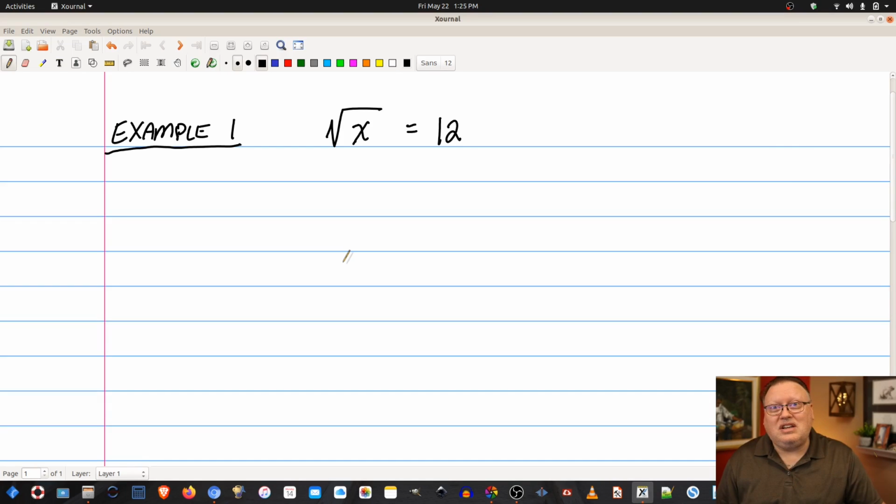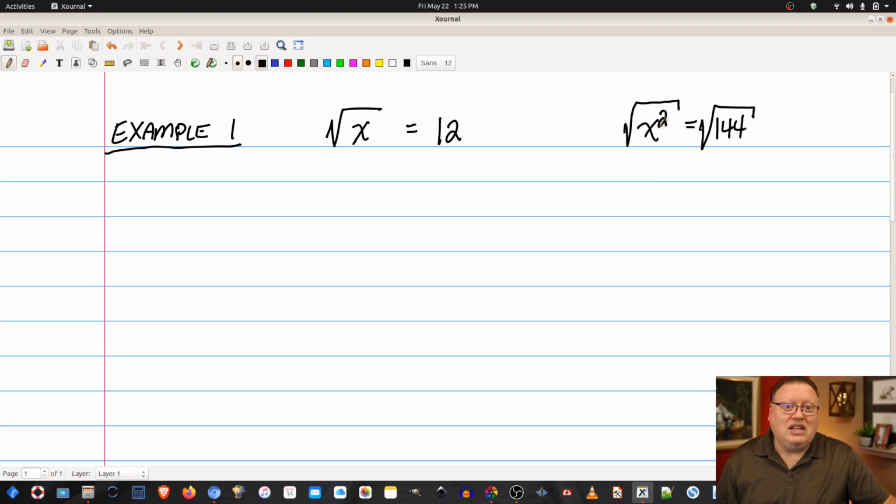As far as square roots go, they are undone with a square. Remember, a square root and a square are just inverse functions of each other. So in the same manner that I would have x squared is equal to 144, then I can also have a square root of this is equal to what? Well, the square root undoes the square.